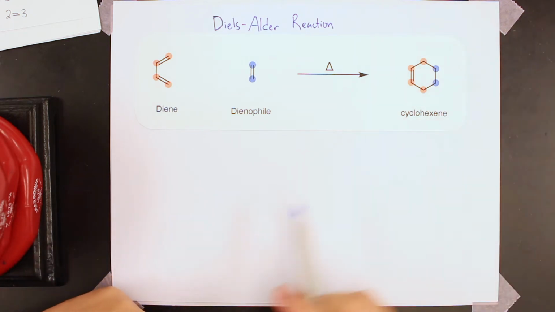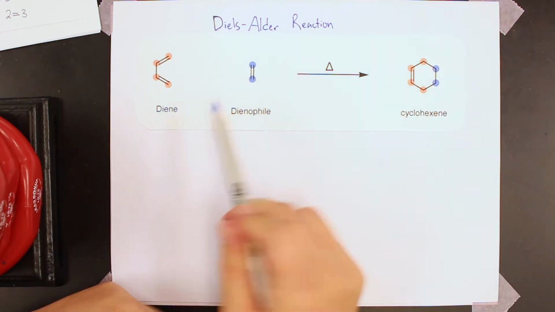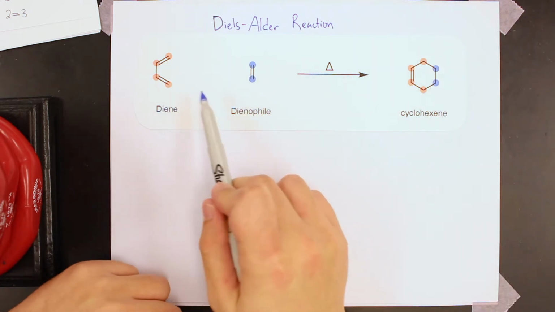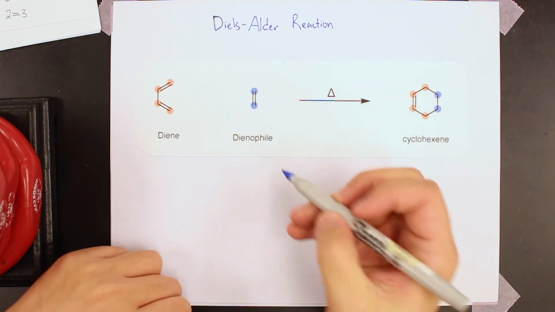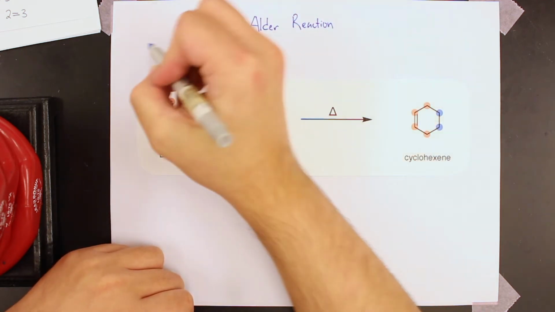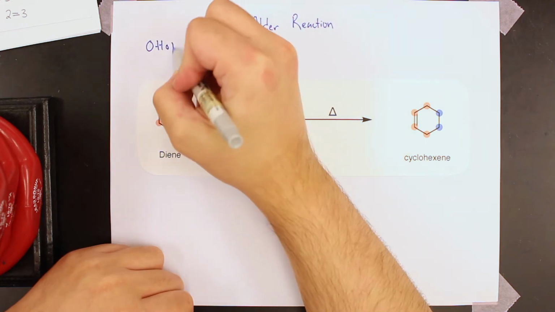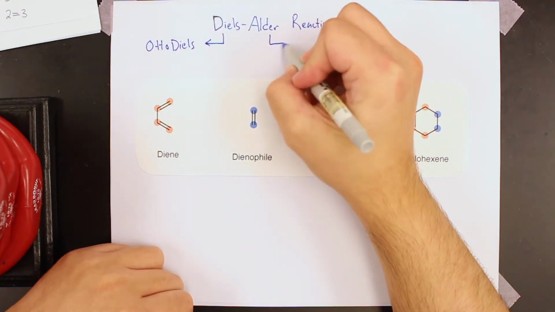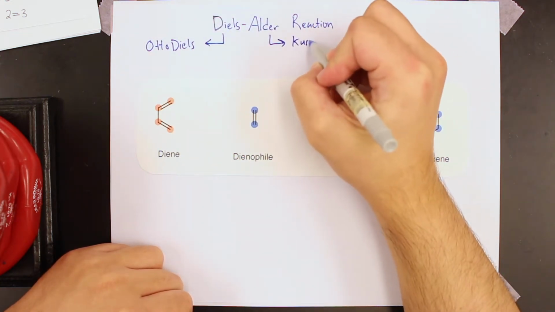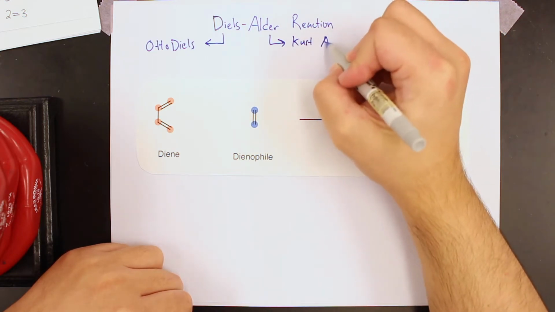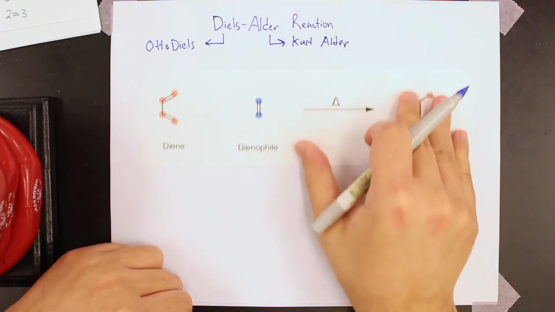So this reaction we're doing this week, the Diels-Alder, well, what is the Diels-Alder? The Diels-Alder reaction is a reaction that's named after two people. So one of them is Otto Diels, and the other guy is Kurt Alder, so they took their last names. So if you invent a famous reaction in chemistry, they name a reaction after you.